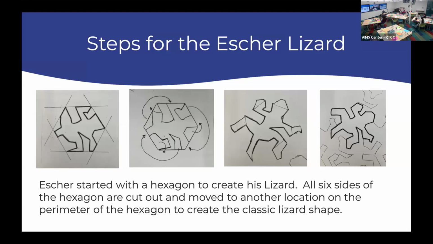So on the left here, you can see the hexagon shape, which he drew out, or the lizard body is within the hexagon shape. And then each of those cut out pieces, he moved, and the arrows indicate where each of those pieces moved to create those 6 pieces, hexagon, 6 sides, 6 pieces. Each of those 6 pieces moved to create the lizard that is represented on the right side. And then you can see how that lizard then tessellates.